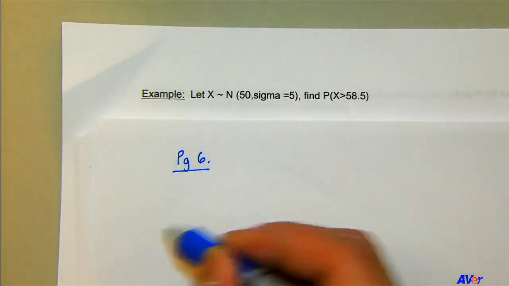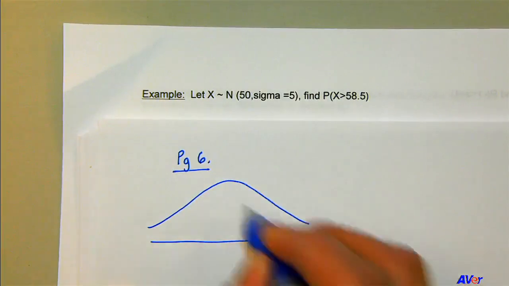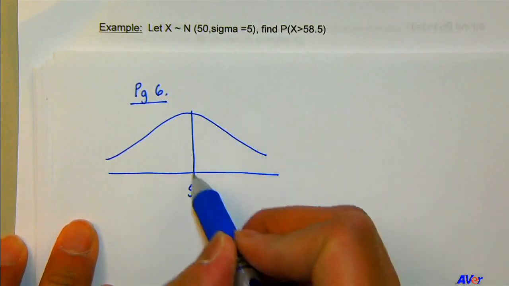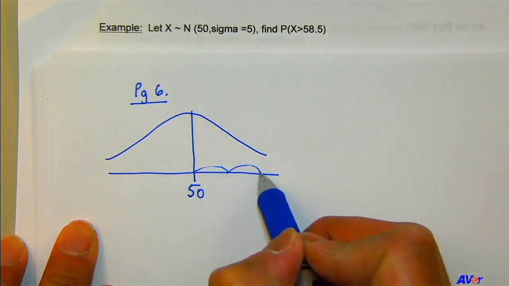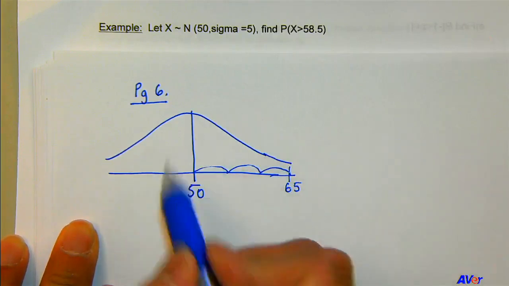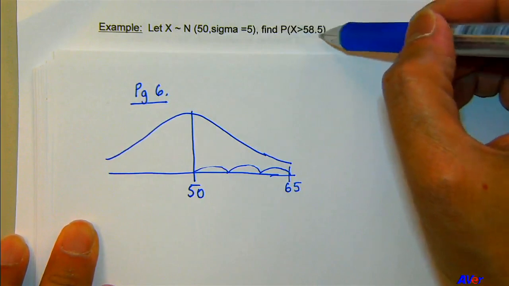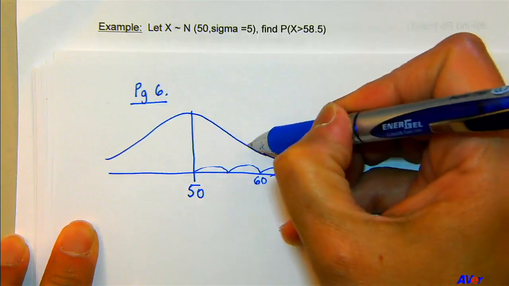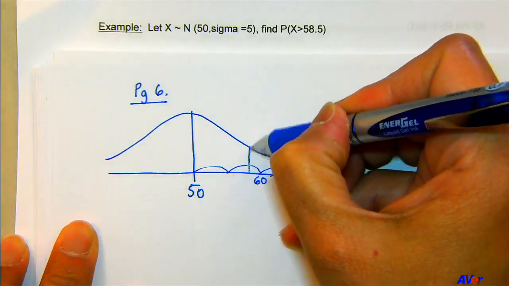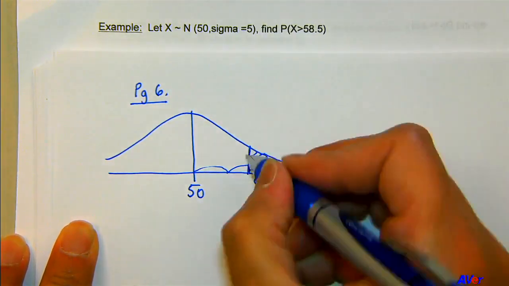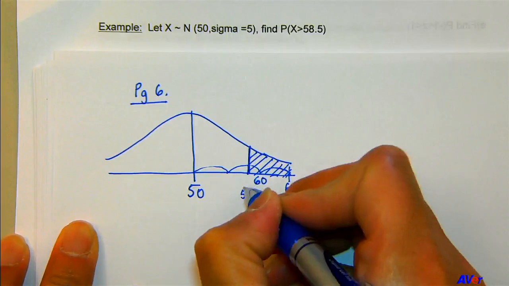Let x be normal with mean 50 and sigma 5. So mean 50 and sigma is 5. So I know that if I go 5 and 5 and 5, I will be at 65. Find the probability that x is greater than 58.5. So I'm here. This is 60. 58.5 is here. I'm looking for this area. 58.5 is this number.